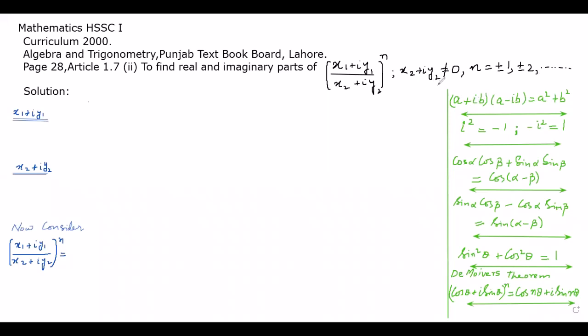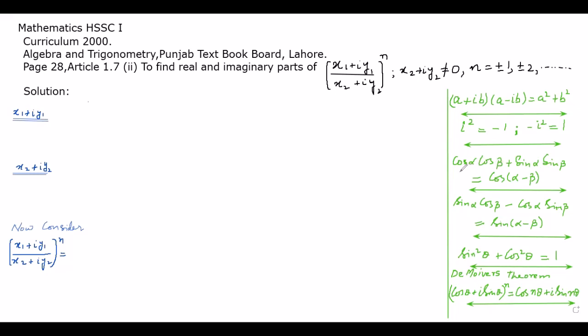The previous knowledge we must have to solve this problem is that whenever we multiply a complex number a + ib with its conjugate, a - ib, the result is a² + b², that is the real part squared plus the imaginary part squared. Also, we know that i² equals -1 and -i² becomes 1.